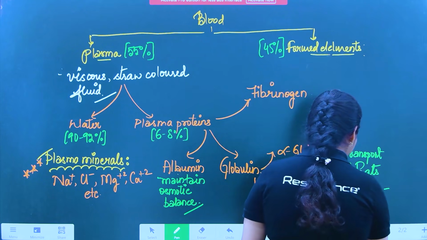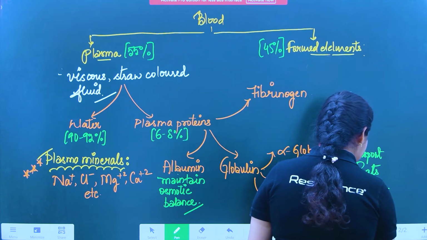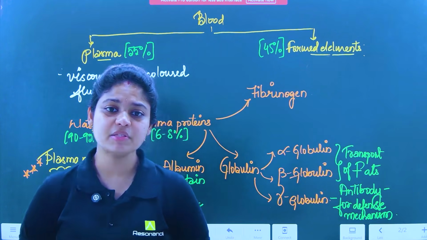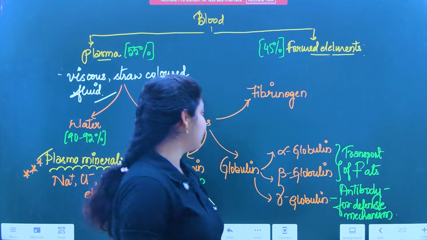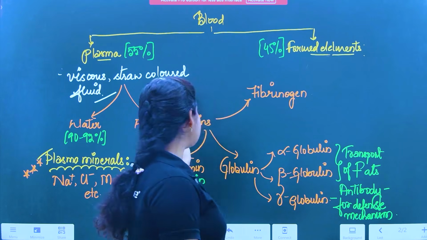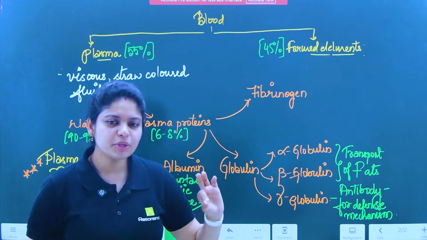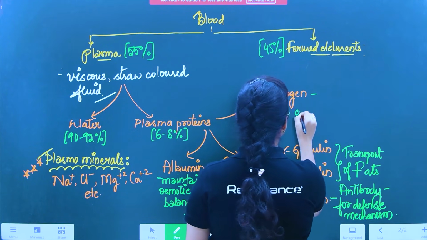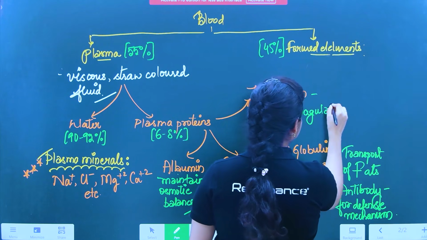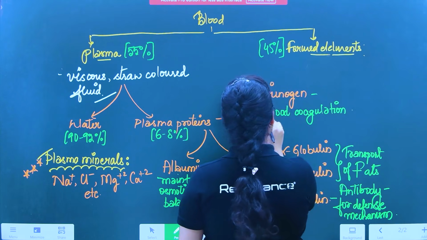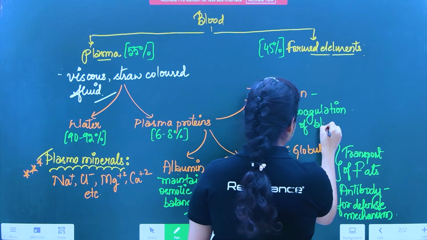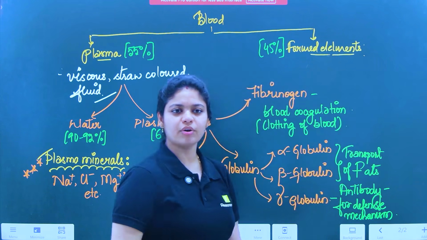Antibody for defense mechanism. Got it? Antibody for defense mechanism is gamma globulin. Next, last but not the least, the plasma protein fibrinogen. Fibrinogen is responsible for blood coagulation. Blood coagulation, which means clotting of blood.